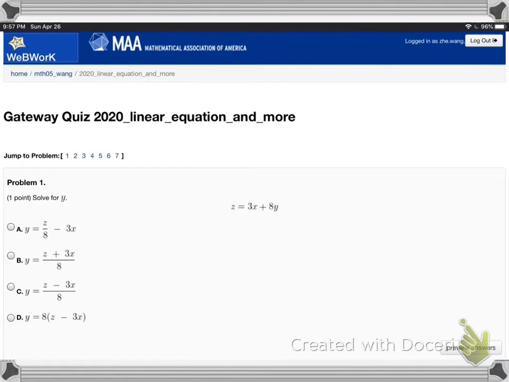Okay, so let's talk about the last part. It's the linear equation and some other questions in the Math 5 final. Here the first question is a linear equation with three letters x, y, and z. We want to solve for y.